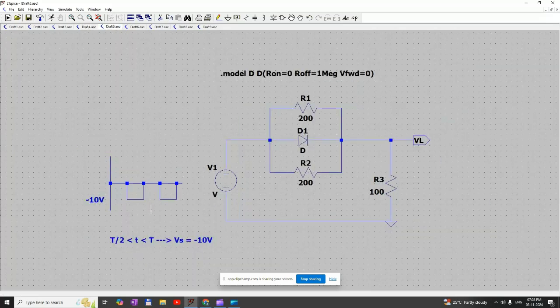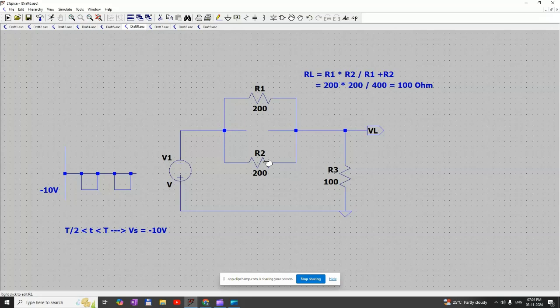Once we apply the minus 10 volt, this diode D1 acts as a reverse bias, meaning it will be in the off condition. Once it is off, R1 and R2 act as parallel resistors. If we apply the parallel resistor rule, R1 into R2 divided by R1 plus R2, where R1 is 200 and R2 is also 200, totally we will get a 100 ohm resistor.